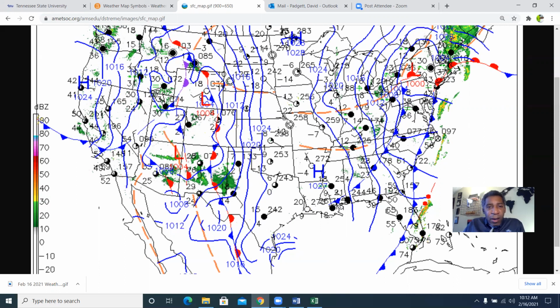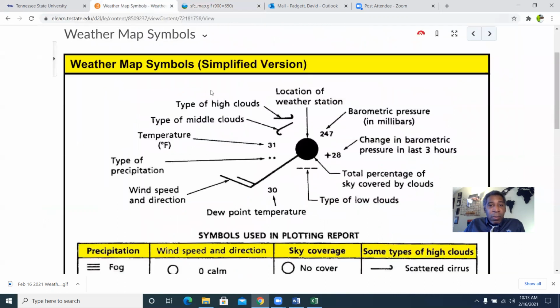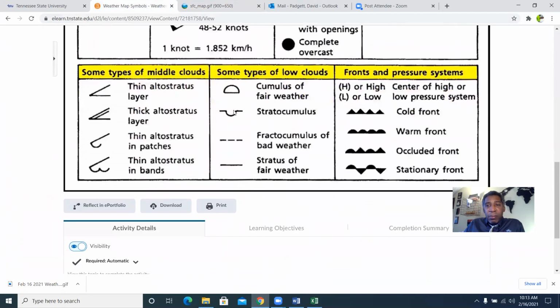Now, not a whole lot of warm fronts happening here. Interestingly enough, we do have a stationary front. So let's go back to some of the map symbols. A cold front is represented by those teeth marks. A warm front is represented by the suns. An occluded front is when there's more than one air mass in one area. We'll talk about that later. And a stationary front is just that, it's stationary.